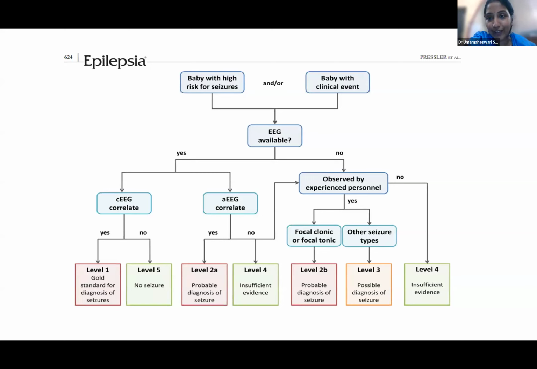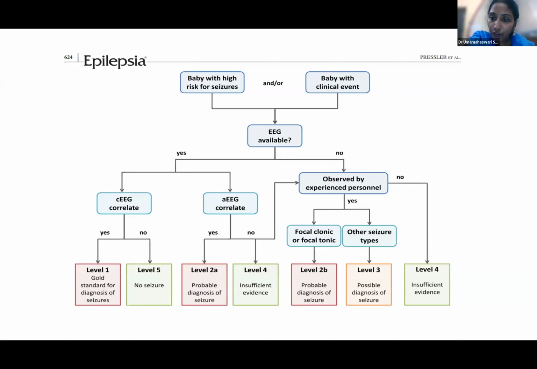All of us know our shortcomings in terms of the inability to monitor continuous EEG, which is the gold standard and which can diagnose. All the discrepancies can be smoothened by the use of conventional EEG with video recording, especially with the event recorded. I think that is the way forward.